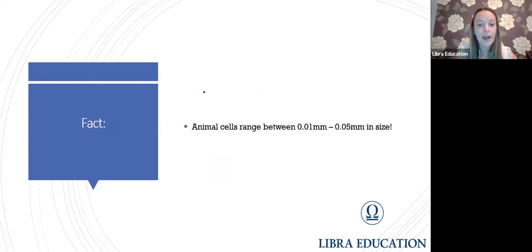So a quick fact about animal cells, they range between 0.01 millimeters and 0.05 millimeters in size. Definitely important to remember this, especially when we consider what the range of the human eye can actually see. It's very important to then be able to compare this to animal cells. So make a note of that if you haven't already.